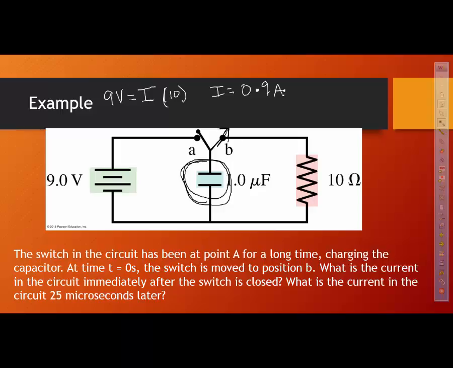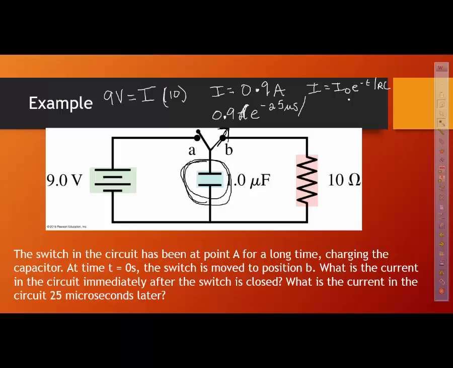The next question says, what is the current in the circuit 25 microseconds later? Well, to do that, I'm going to look at this formula that relates our initial to our final. So, the initial current is 0.9, and I'm going to multiply that by e to the power of negative 25 microseconds over the RC.